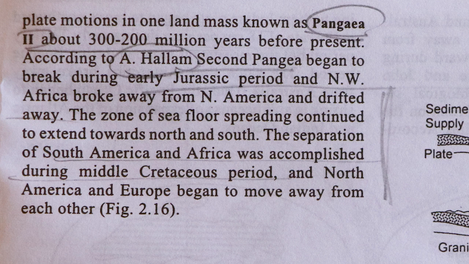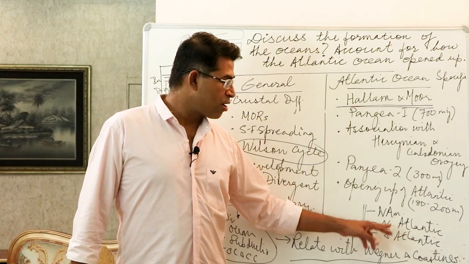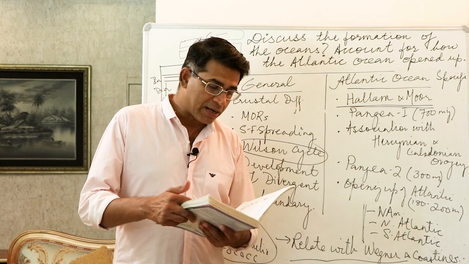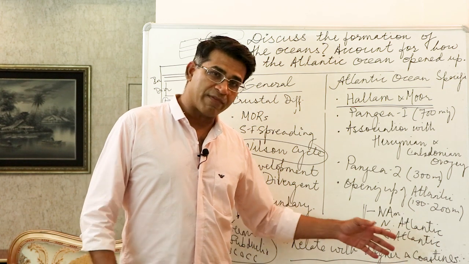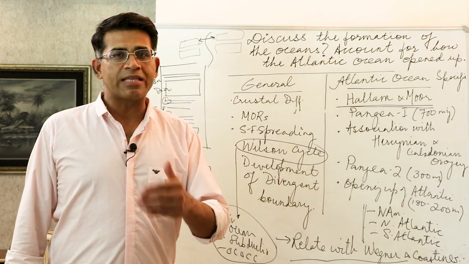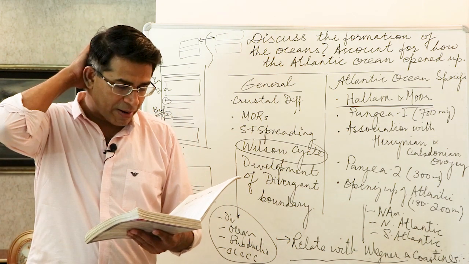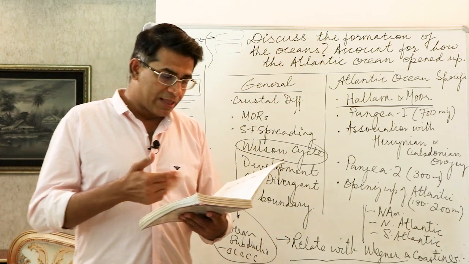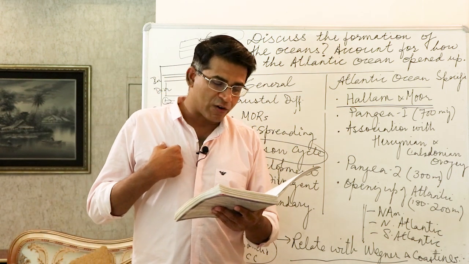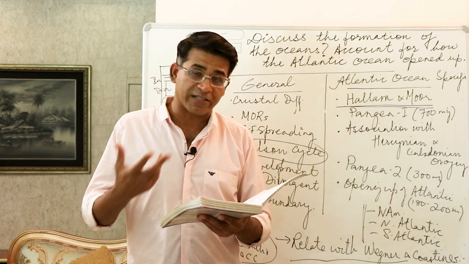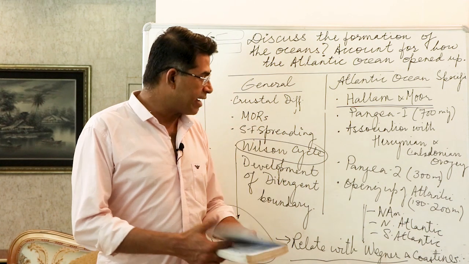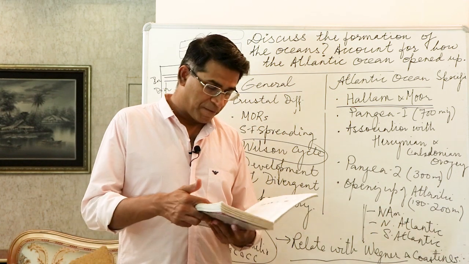It says, the separation of South America and Africa was accomplished during the Cretaceous period. So South Atlantic and North Atlantic are both happening, but the South Atlantic part, when South America separates out, happened towards later Paleozoic, so around 60 million years ago. The next paragraph, the opening of North Atlantic was accomplished in many phases. The North Atlantic itself went through phases.